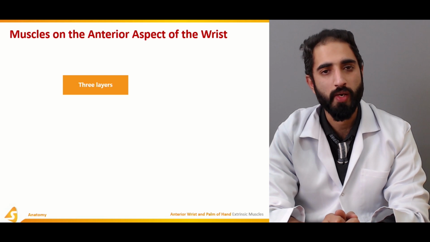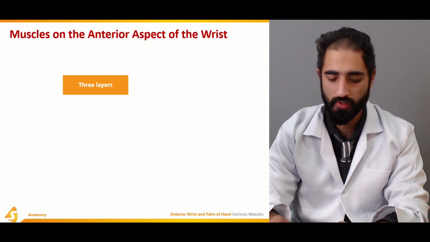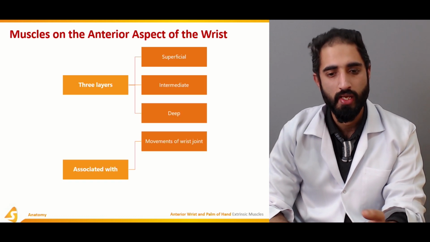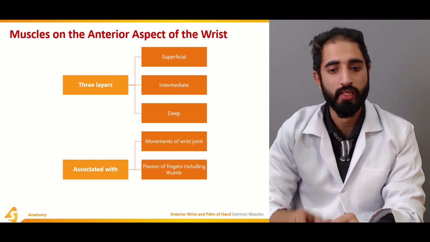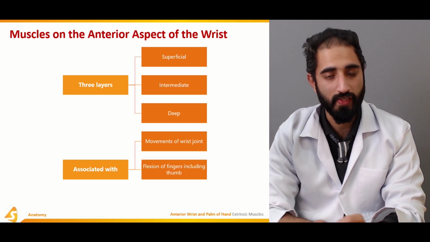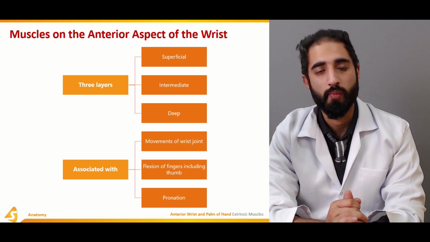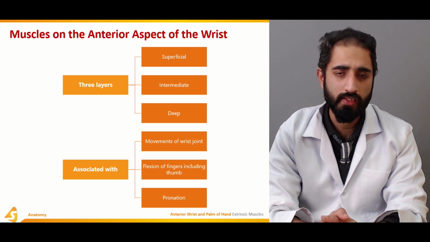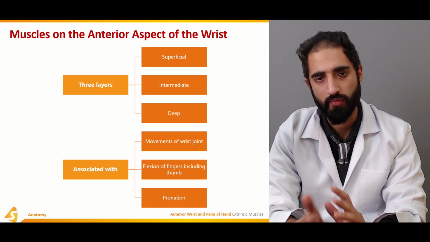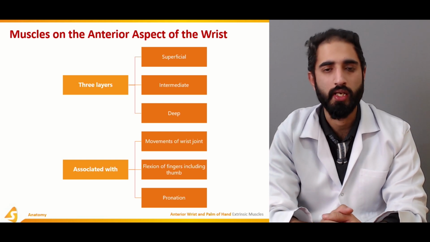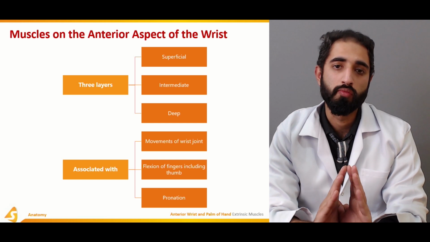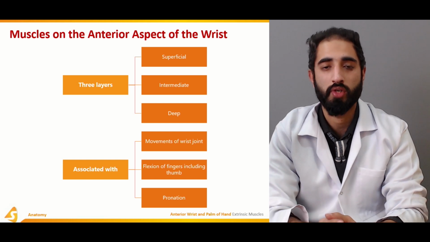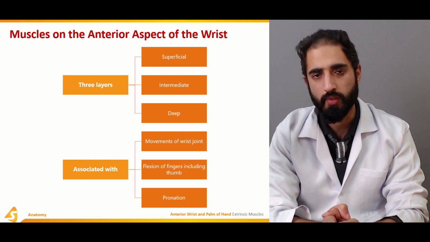The muscles on the anterior aspect of the wrist, in terms of the extrinsic muscles, include three layers: the superficial, intermediate, and deep layers. They are associated with movements of the wrist joint, with the flexion of the fingers, including the thumb, and also with pronation. Even though pronation occurs at the proximal and distal radioulnar joints and is a movement of the forearm, it still influences the orientation of the hand. So that's why it was important to mention it here.